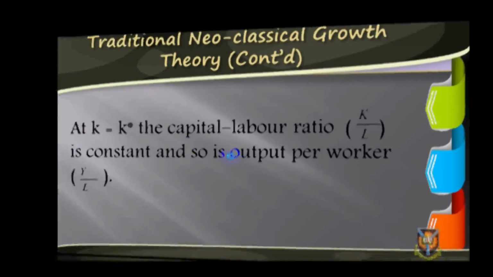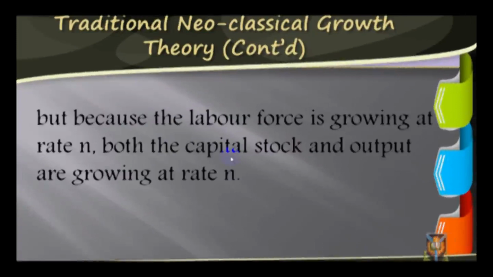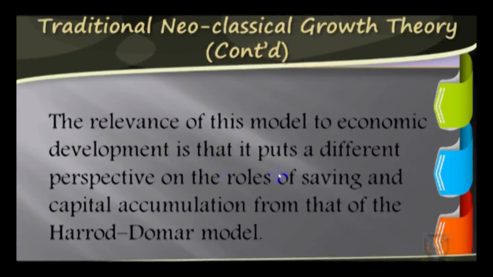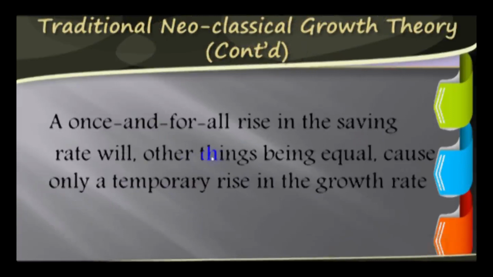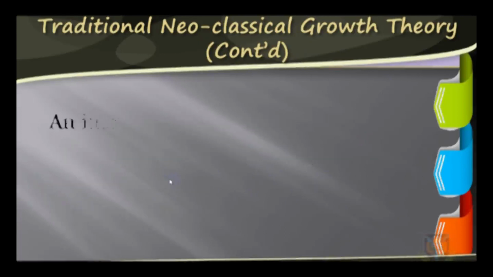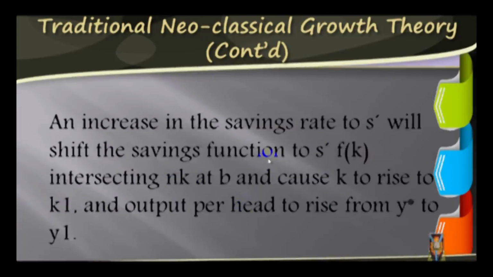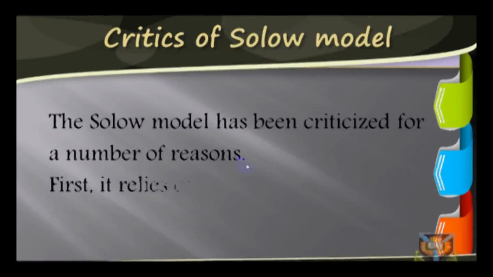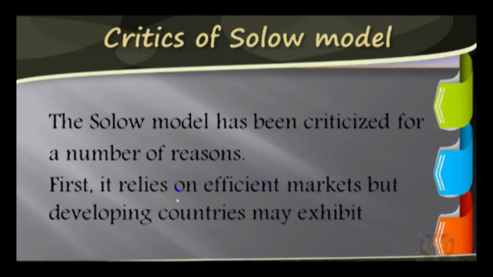An increase in the savings rate to s' will shift the savings function to s' f(k), intersecting nk at a new point, and cause k to rise to k1 and output per head to rise from y* to y1. Thereafter, however, identity 7.4 holds and the capital stock and output again grow at rate n. Thus, for a given n and in the absence of technical progress, continuous rises in output per head require continuous increases in the savings rate. There will be an upper limit to a country's savings rate.